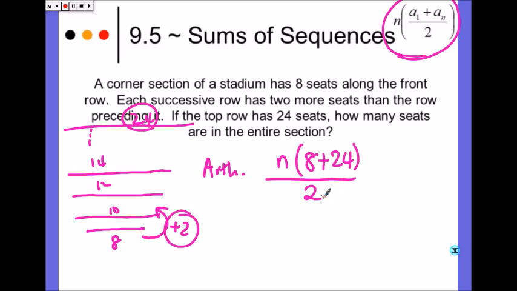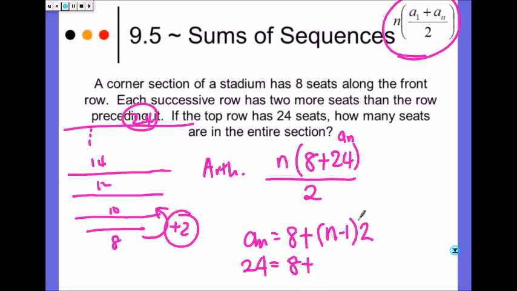So what you can do is, this is the nth term. If you come up with the explicit equation, it is always 8, the first term, plus the n minus 1 times the common difference, which is 2 for this case. So now what we have is 24 as our last term, and we are looking for the n. So when you distribute it, you get 2n minus 2.